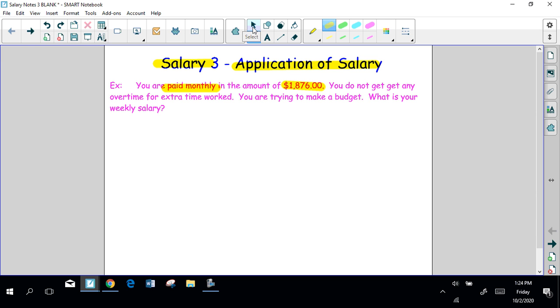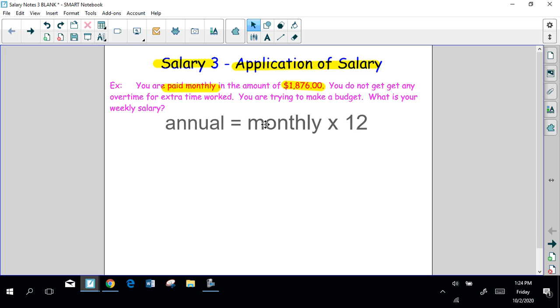Remember, any time that we try to figure out the different pay periods, we always calculate the annual salary first. In this case, since they give us monthly pay, our annual is going to be monthly times 12 because there's 12 months in a year. So we take the monthly $1,876 times 12, and our annual salary is going to be $22,512.